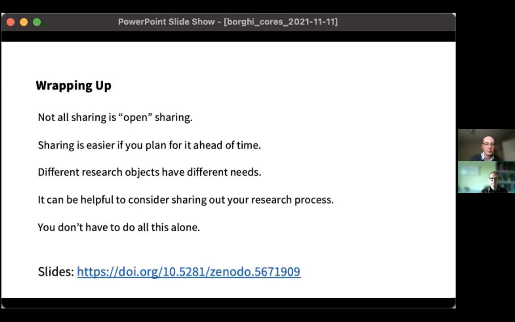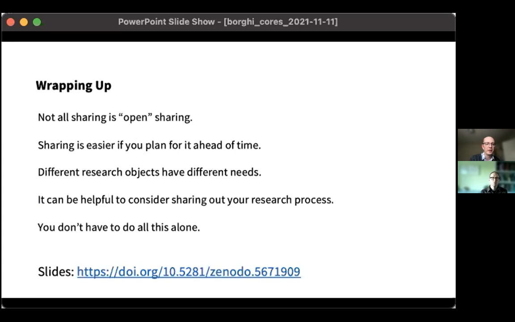So just to wrap up, a couple of take-home points. Not all sharing is open and public sharing. There's quite a continuum of practice here for all kinds of research objects. Sharing is much, much easier if you plan for it ahead of time. Different research objects have different needs. Sharing a paper is different than sharing data, which is different than sharing software, which is different than sharing images, which is different than sharing other things.